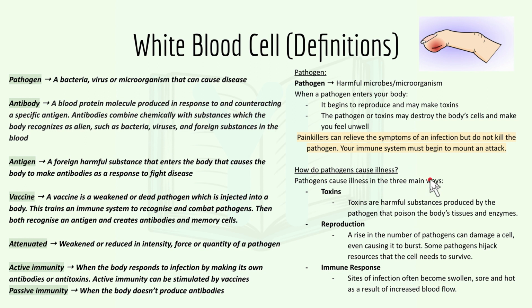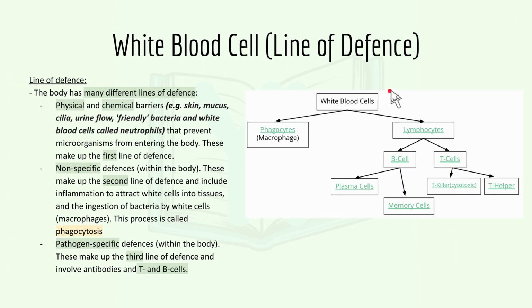And how do pathogens cause illness? Pathogens can cause illness in 3 main ways: toxins, reproduction, and the immune response. And we'll move on now. We have the lines of defense from white blood cells. The body has many different lines of defense, like physical and chemical barriers, non-specific defenses, and pathogen-specific defenses. You can have a look at the diagram.